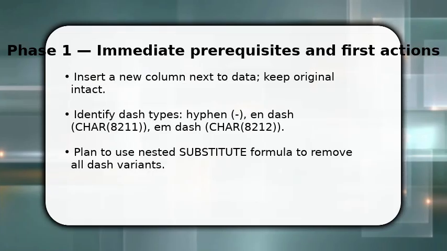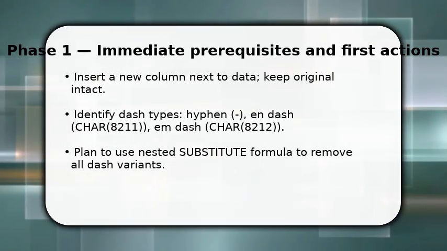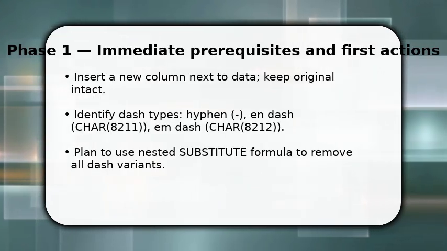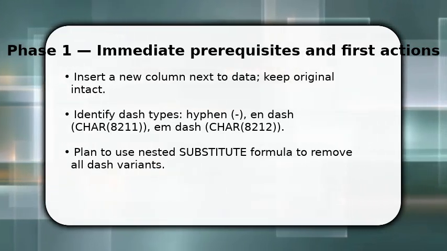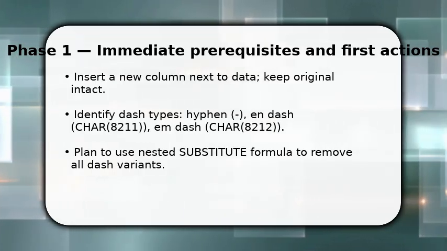You start by adding a helper column immediately to the right of your data so you never lose the original. Once done, scan a few cells to spot which dash characters appear: hyphen, en dash, or em dash, because find and replace can miss variants.